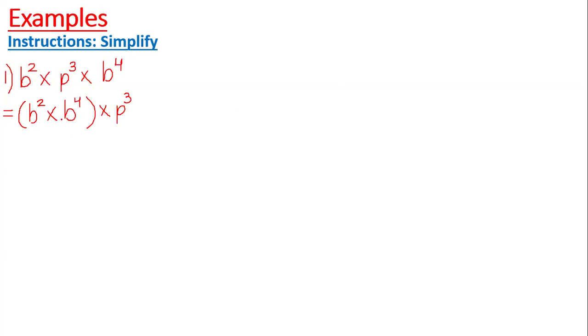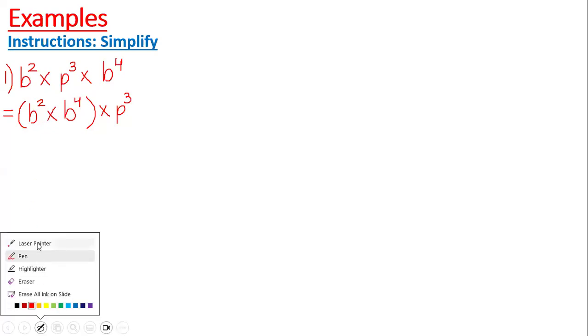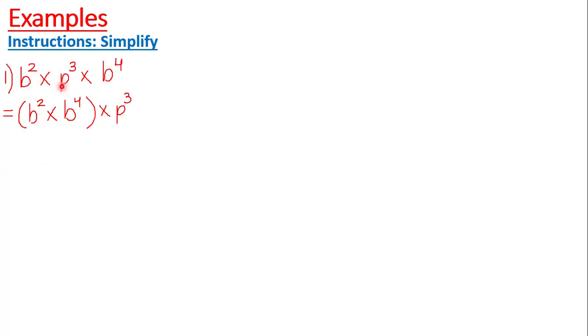So remember now that the rule only works if it's the same what? The same base or the same variable. Are all these the same base? No. So that means we can't add all of them because this is P and this is B. So what we do is we group the B's.